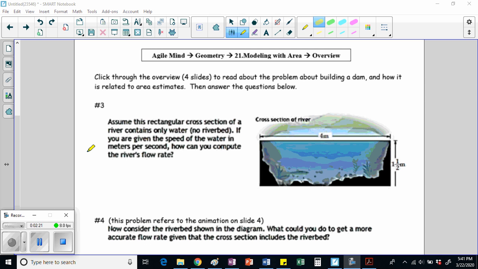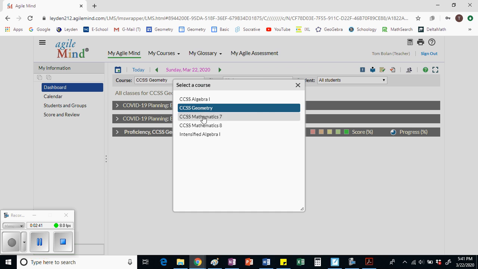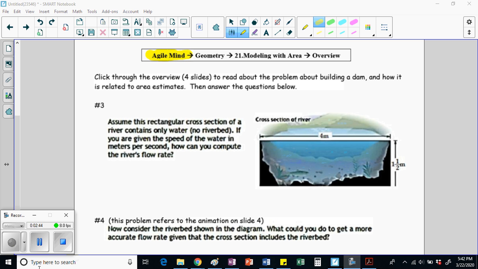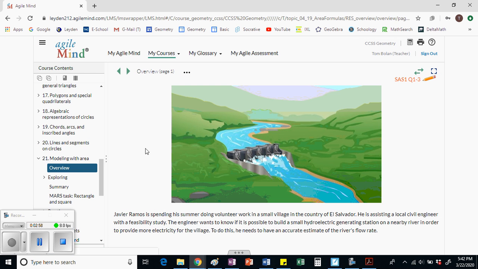For the bottom of the page and the next 2 pages, we're going to use Agile Mind. So you're going to have to log into Agile Mind. Remember the website for Agile Mind, it's not agilemind.com, it's leiden212.agilemind.com. When you get here, go under Courses and select Geometry. Then where to go in Agile Mind is here. Under Geometry, we're going to go to Chapter 21, Modeling with Area, and into the overview. So we go down to Chapter 21, Modeling with Area, and we're looking at the overview of this problem.